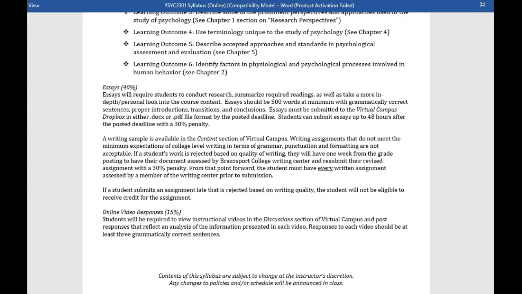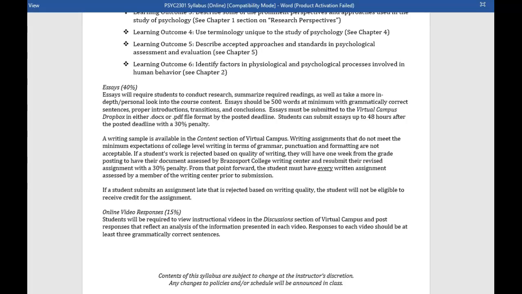and then at that point they can resubmit their assignment to me, and it'll basically be considered late, so it'll be docked by 30%. However, it's very important to understand that once that occurs to a student, they will be required to have every one of their writing assignments assessed by a member of the Writing Center prior to submission.